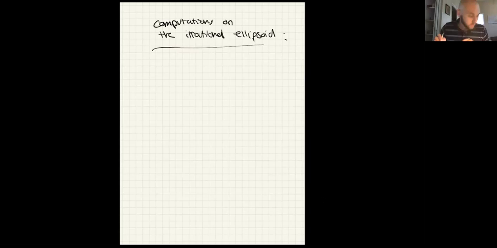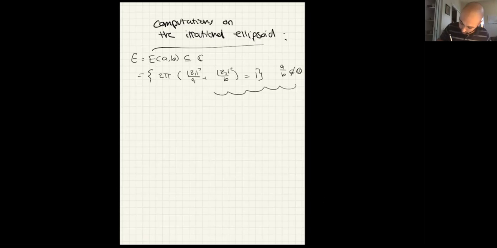Okay, so I'll just throw some stuff up. So E is, of course, E(a,b). I'll use the convention that this is the set of 2 pi times z1 squared over a plus z2 squared over b equals 1. Okay, and then the quotient is not rational. So this is a convex hypersurface in C2, so it will inherit a contact structure, and it inherits the complex structure coming from the integrable complex structure on C2.